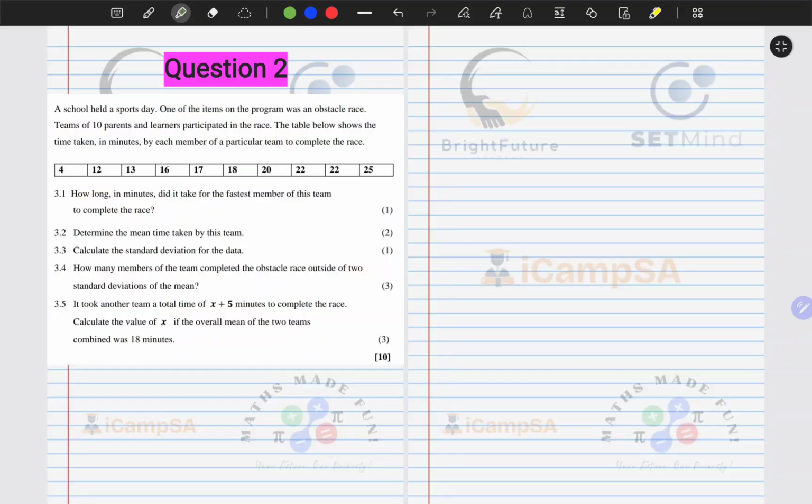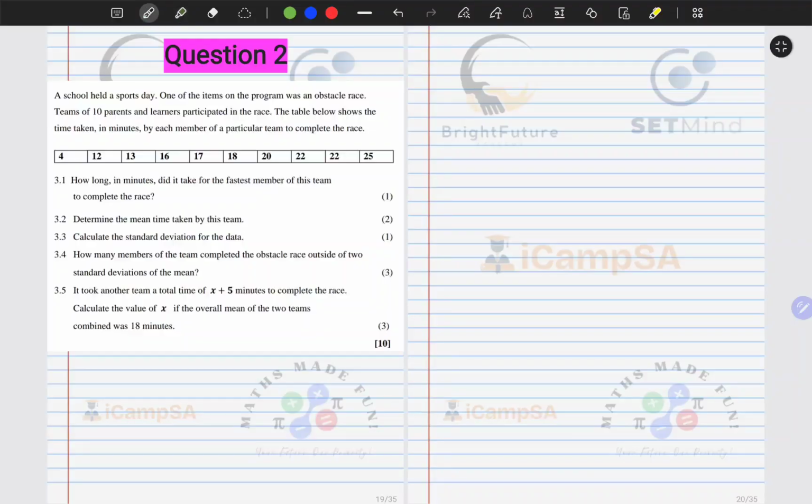Okay, guys, let's have a read of this question. Question 2 reads: a school held a sports day. One of the items on the program was an obstacle race. Teams of 10 parents and learners participated in the race. The table below shows the time taken in minutes by each member of a particular team to complete the race.